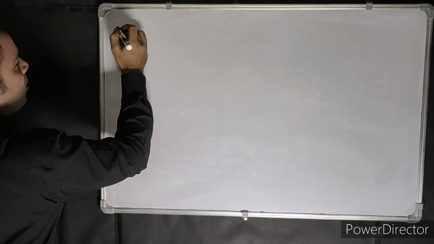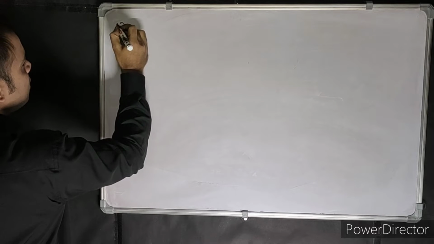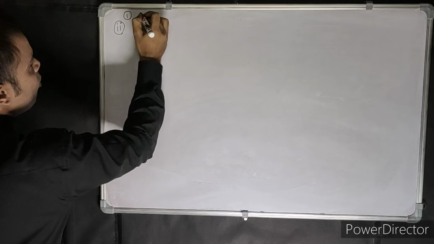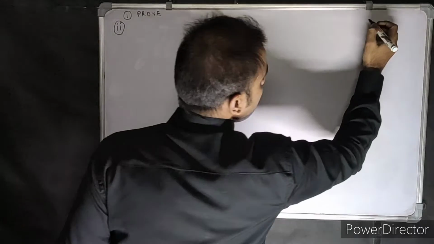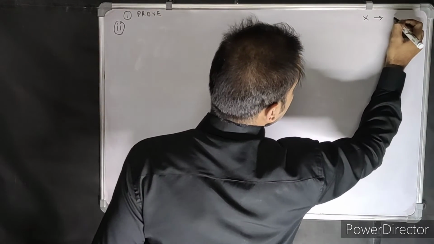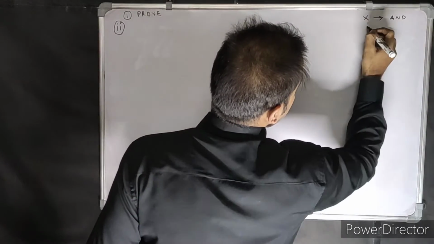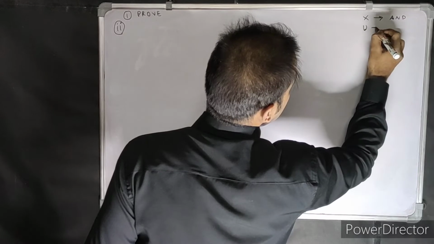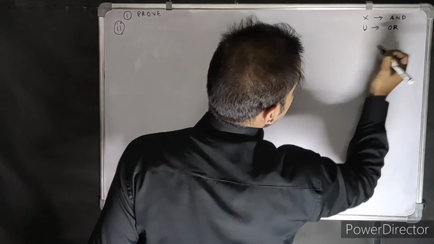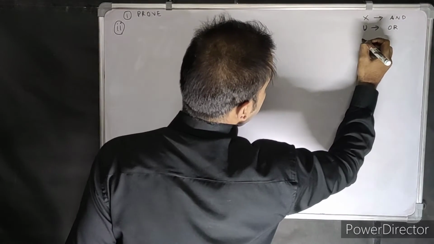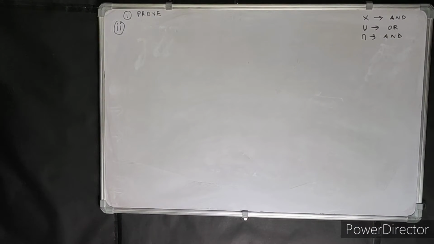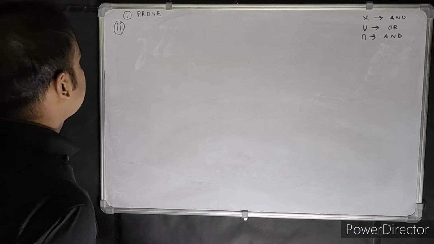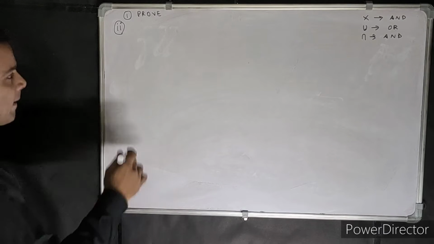Part 2. What is part 2? Part 2 is this. This is question number 1, part 2. Proof. Write your things over here so that you don't forget. That is an and. That union is or, implies or, intersection implies and. You can write capital, you can write small. It's up to you. So let's start.